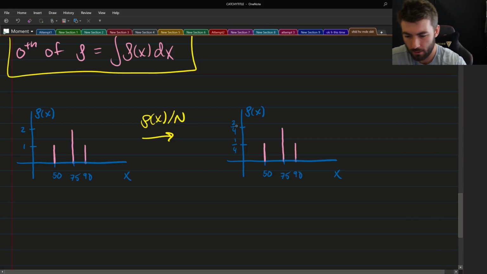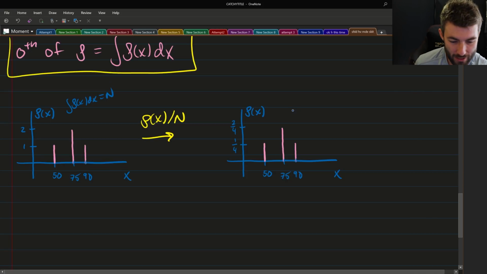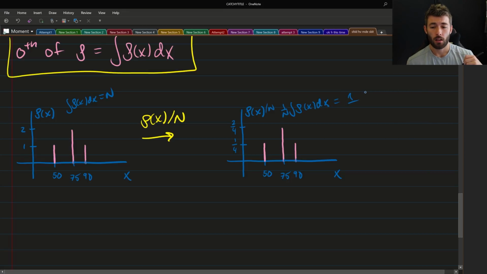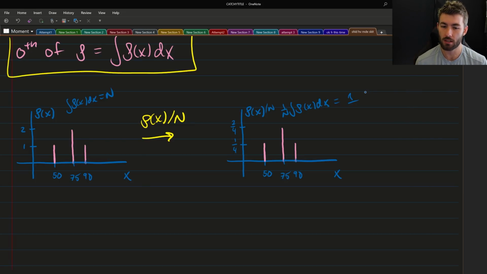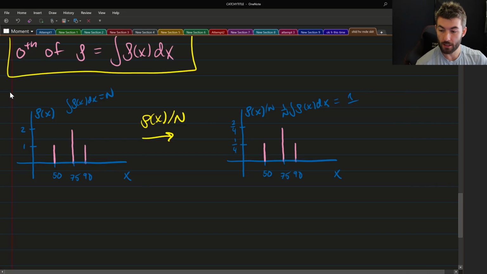Okay, well if we know that when we integrate rho of x dx here, that gave us n. And if we integrate this new rho of x, so rho of x over n, that just gives us 1. So the normalization of our distribution changes the interpretation. Here we have a number density. The value at this point, like I said, we're saying one person got a 50%.